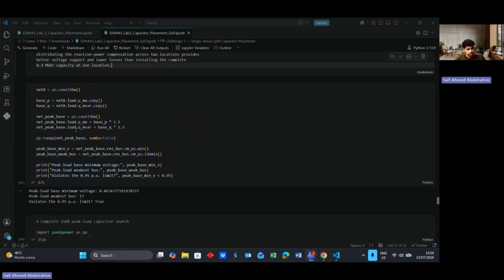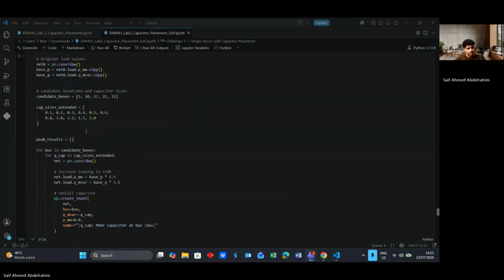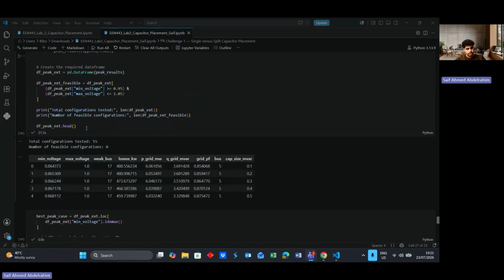Finally, I increased all feeder loads to 150%. Without compensation, the minimum voltage decreased to approximately 0.86344 per unit at bus 17, which is a severe undervoltage violation. Here I tested 55 single capacitor configurations using capacitor sizes from 0.1 to 2 MVAR at buses 5, 10, 15, 17, 25, and 32. None of the 55 configurations satisfied the 0.95 per unit minimum voltage requirement.